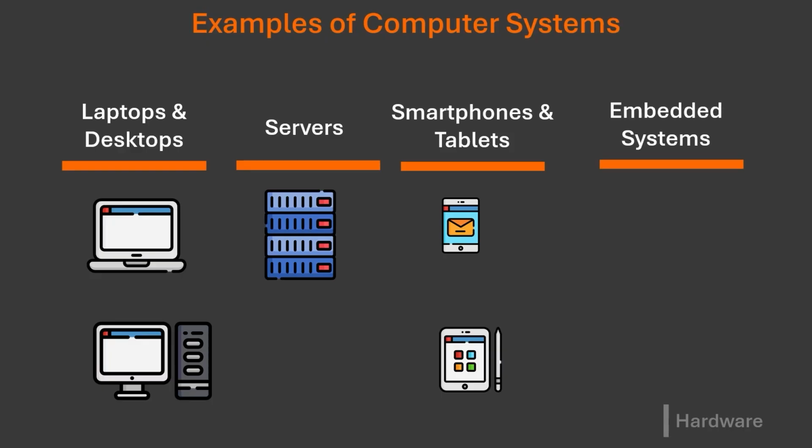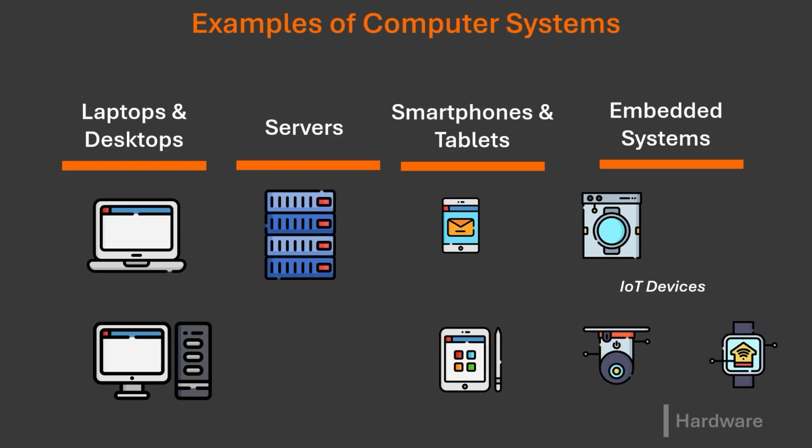Embedded systems are computer systems designed for a specific function within a larger device. An example in personal use would be a washing machine's control system. Internet of Things or IoT devices are embedded systems with network connectivity, allowing them to communicate with other devices and the internet. Examples would be smart security cameras and wearable fitness trackers.